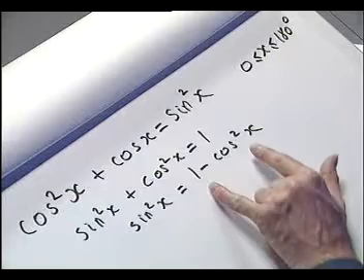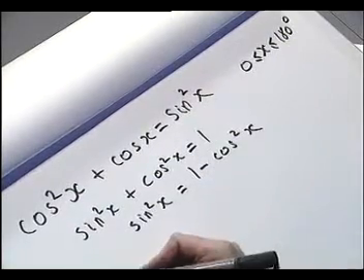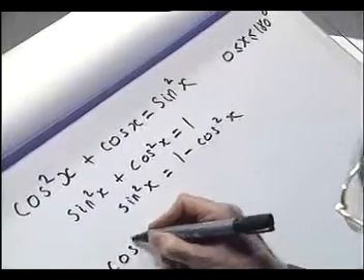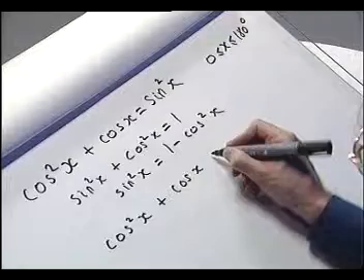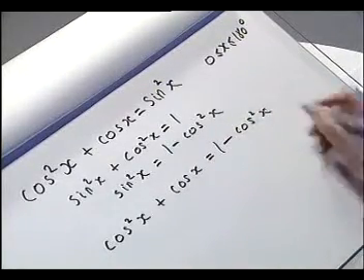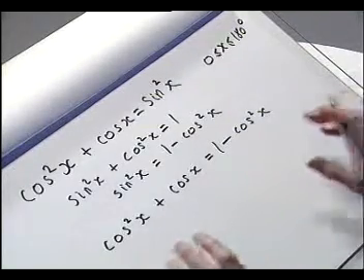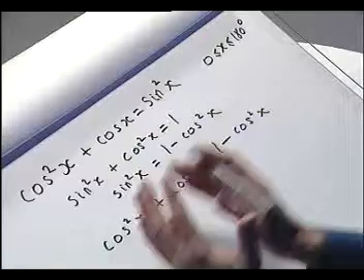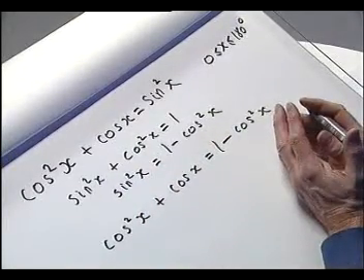So I can take this and plug it into there. So my equation now becomes cos squared x plus cos x is equal to 1 minus cos squared x. Now I want to get this as a quadratic: square term, linear term, constant term equals 0.